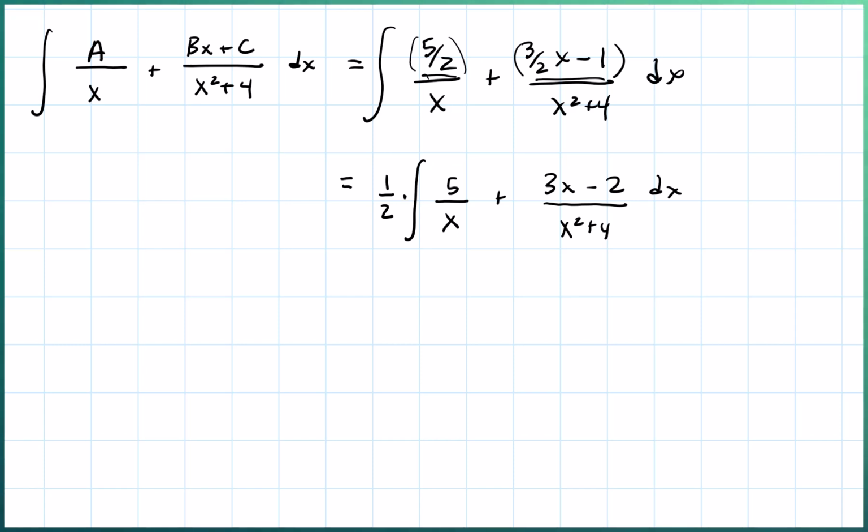I, on the other hand, am going to pull 1 half out, and then I can just integrate each of these fractions by its form. So obviously this first fraction is going to just be 1 half when I integrate 5 over x. That is going to become 5 times the natural log of the absolute value of x.